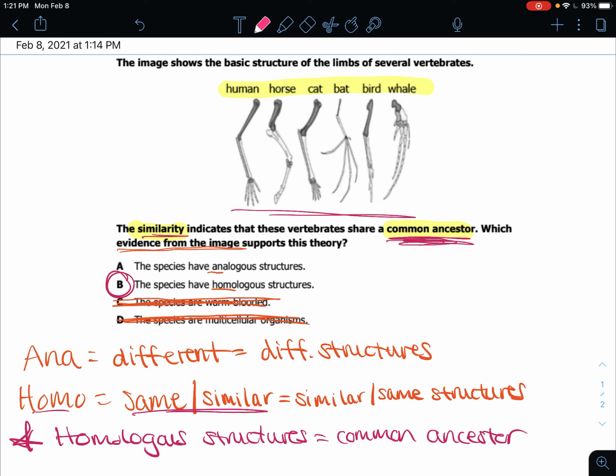So our answer here is going to be B, because homologous structures look the same and same structures tell us that they must be closely related. If they didn't look the same, or there was evidence that they didn't share common ancestry, then we would be talking about those analogous structures, but not here. We're talking about those homologous structures.